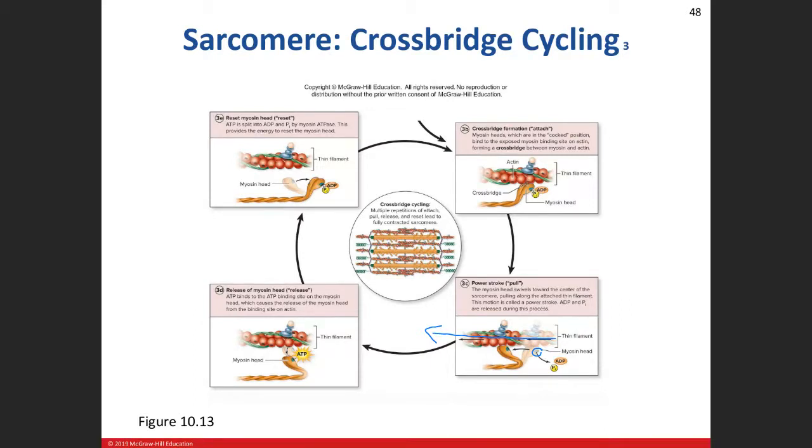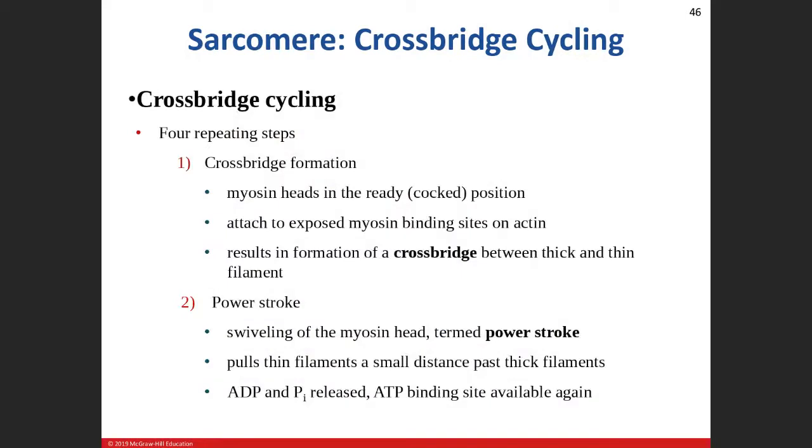Let me go back to the second step, just in case you need to write some more stuff down. The power stroke: the myosin head swivels, it moves the thin filament past the thick filament, and as it does that, our ADP and the inorganic phosphate are released, thus exposing that ATP binding site, ready for another ATP to bind on to our myosin head.